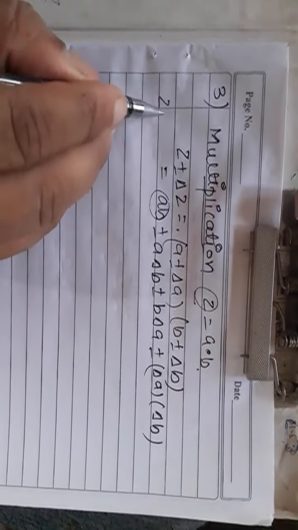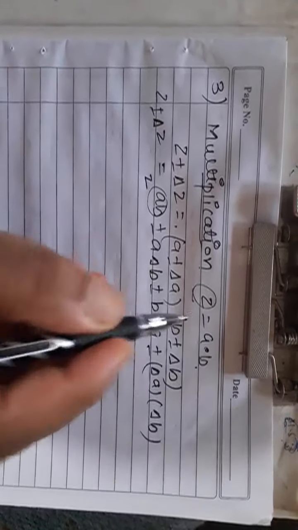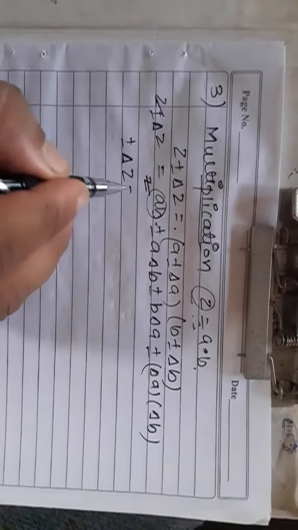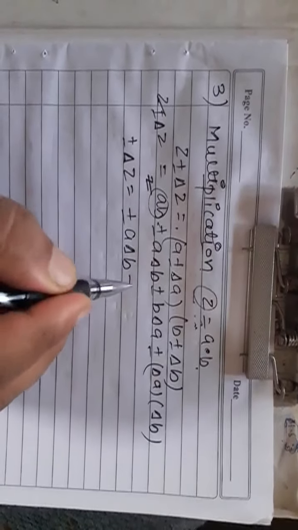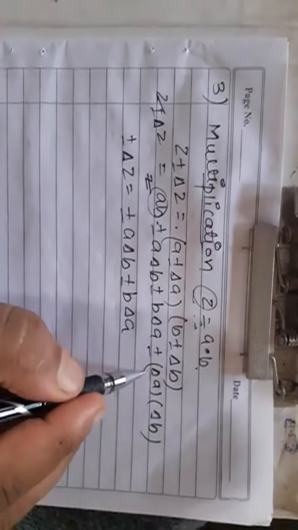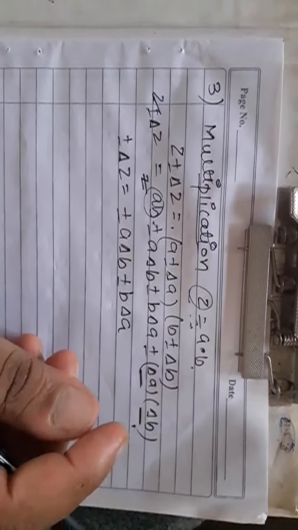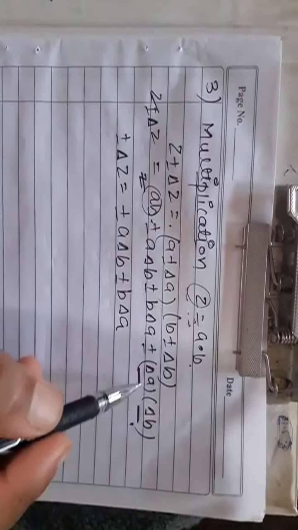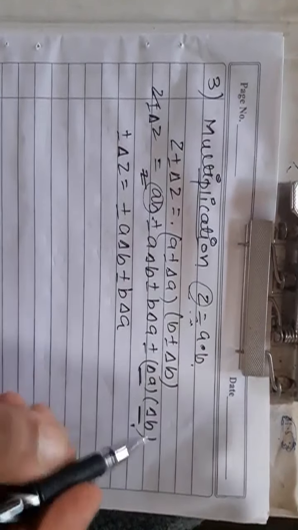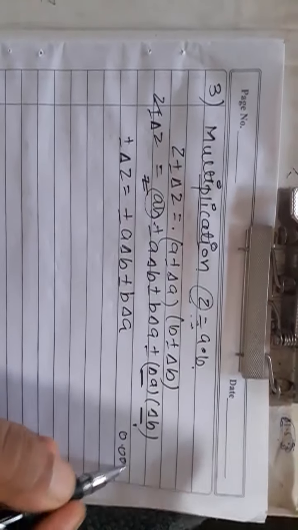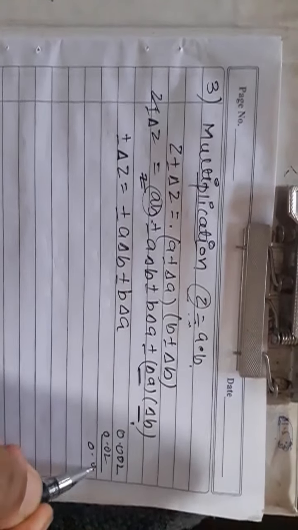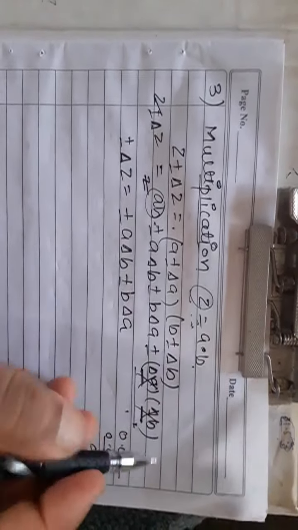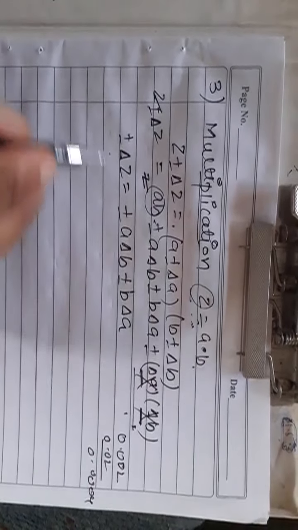This ab is nothing but equal to z, so this z will be cancelled out. You are left with plus minus delta z equals plus minus a delta b plus minus b delta a. Now look at this. This delta a and delta b are the small absolute errors in measuring the values of a and b. Since it is a very small quantity, if a small quantity is multiplied by another small quantity, you get another very small answer, so it can be neglected. So we neglect this one. After neglecting, I get this result.